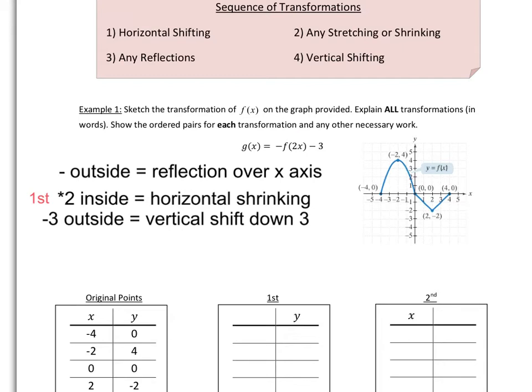Next, we would want to do any reflections. So here we said that we had a negative on the outside, which was a reflection over the x-axis. That would be second. And then last would be any vertical shifting that we have. That would be our minus 3 on the outside. We said that was a vertical shift down 3 spaces. So that's the order that we're going to work through this.